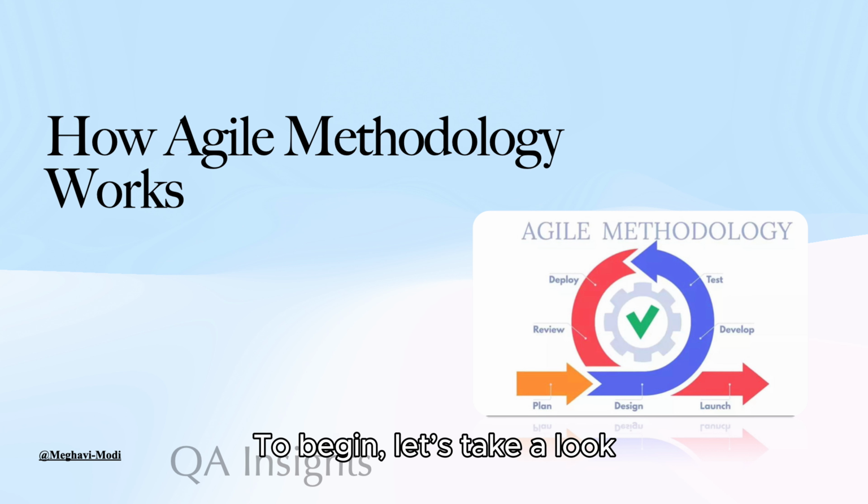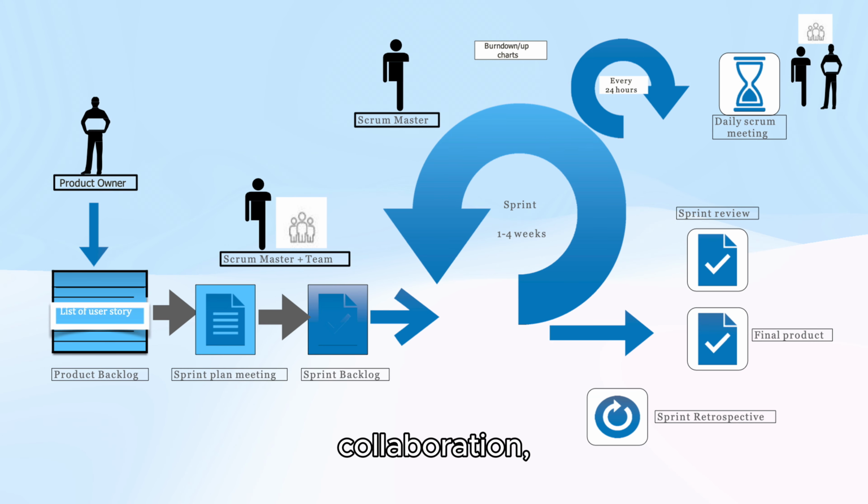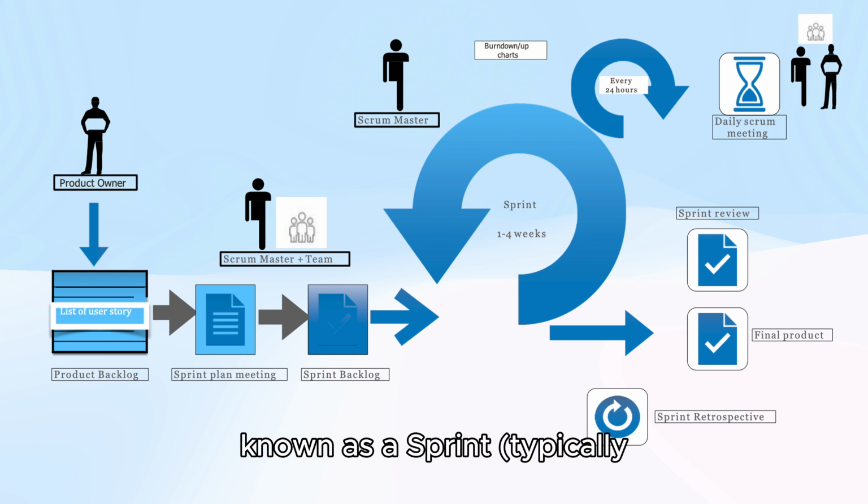To begin, let's take a look at the Agile process. Agile is all about collaboration, adaptability, and delivering value to customers. Here's how it works. It starts with the product owner who gathers requirements and prioritizes them into a product backlog, which is essentially a list of user stories or features to be implemented. Next, the Scrum team and Scrum Master work together to plan these tasks in a sprint planning meeting, where they decide what can be delivered in a specific time frame, known as a sprint, typically 1 to 4 weeks.